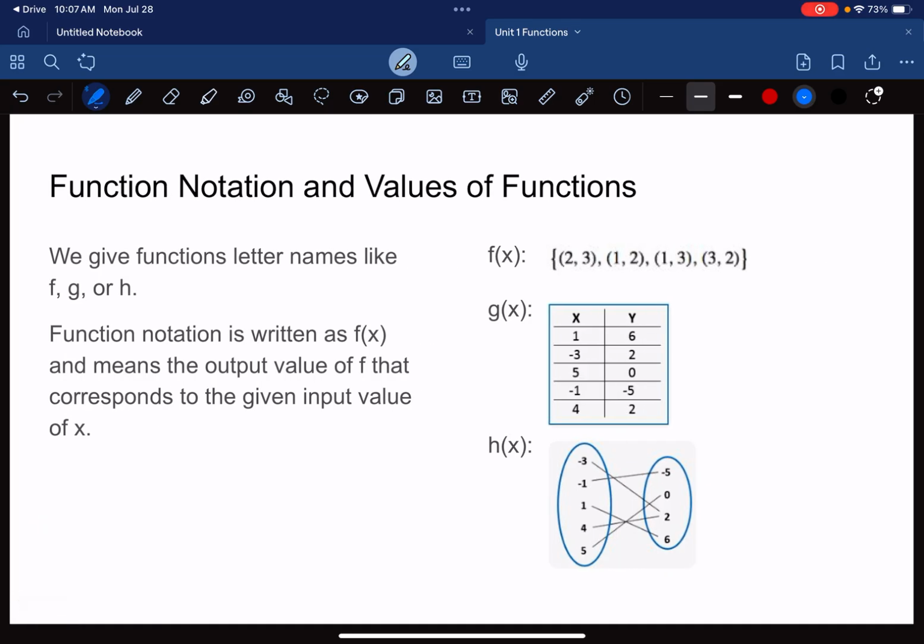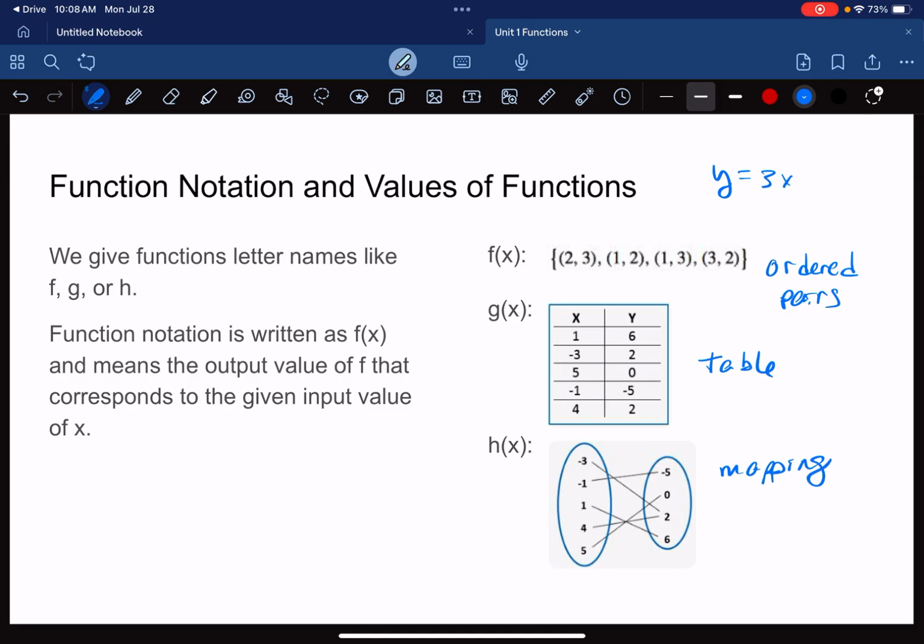So we give functions letter names like f, g, or h. In a lot of cases, we just want to refer to a function, and we can't just say y equals 3x or something like that. We don't want to constantly refer to all of the functions as y. So we give them different names so that it's easier for us to talk about them. Okay, so f of x is a set of ordered pairs, g of x is a table, and h of x is a mapping, right? So these are ordered pairs. This is a table, and this is a mapping.